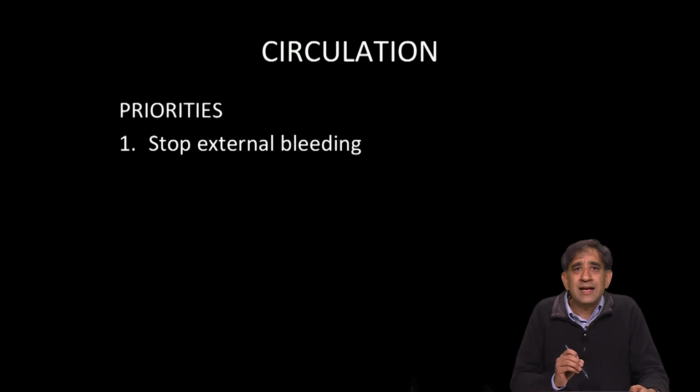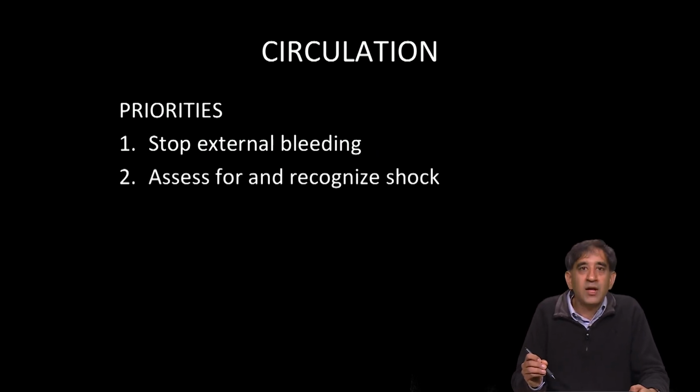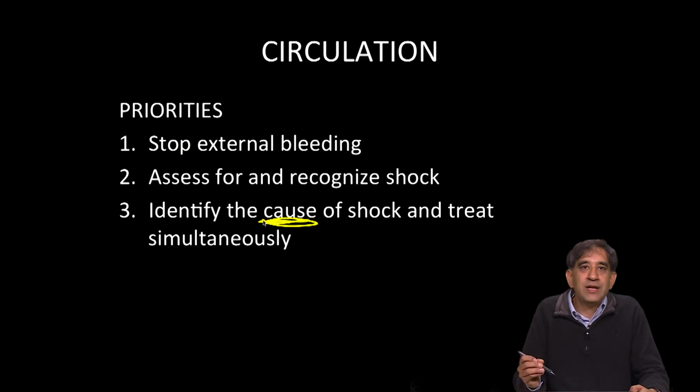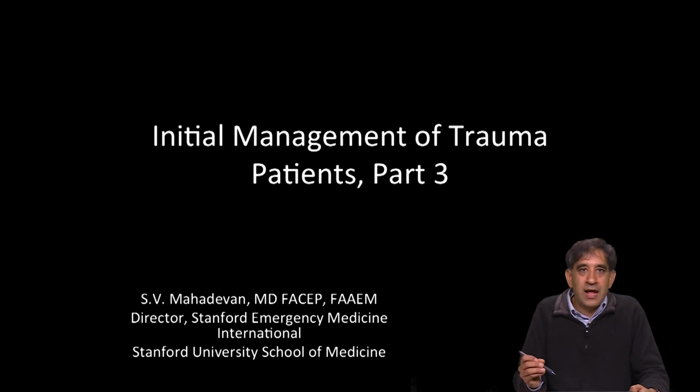Our priorities, again, in dealing with a trauma victim with abnormalities of circulation, are to stop external bleeding, assess for and recognize shock, and as I mentioned, look for the early signs of shock: cool extremities or cutaneous vasoconstriction, tachycardia. That will progress to altered mental status, narrowing of the blood pressure, or the pulse pressure, I should say, and eventually that will lead to decreased urine output and hypotension. Identify the cause of shock and treat it simultaneously. And that has been the initial management of trauma patients, part 3.